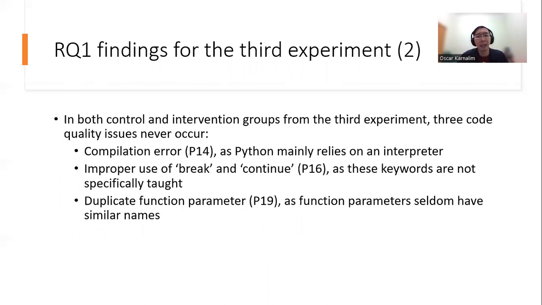In both control and intervention groups from the third experiment, 3 code quality issues never occur. First is compilation error, as Python mainly relies on an interpreter. Second, improper use of break and continue, as these keywords are not specifically taught. And duplicate function parameter, as function parameters seldom have similar names.